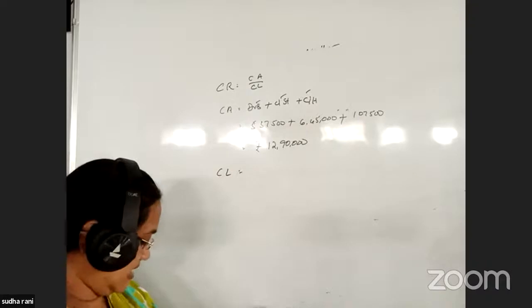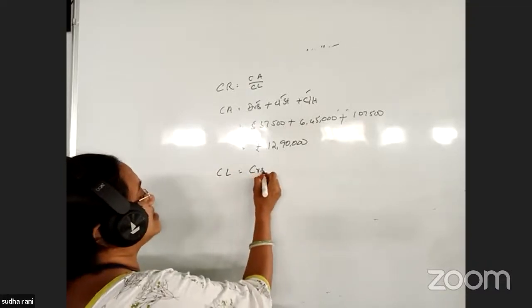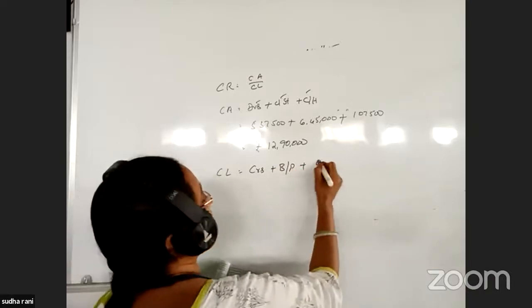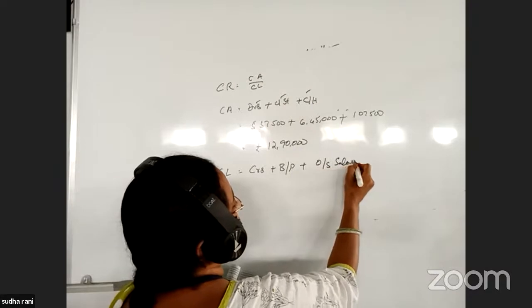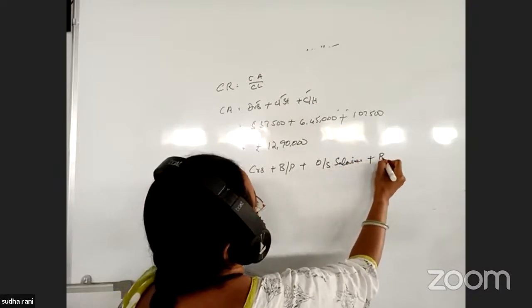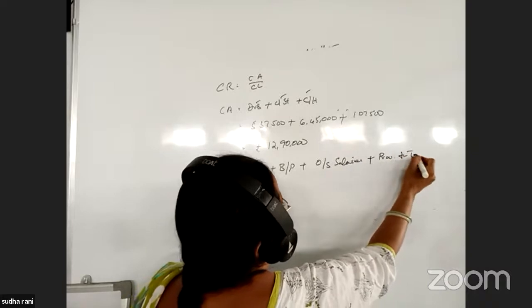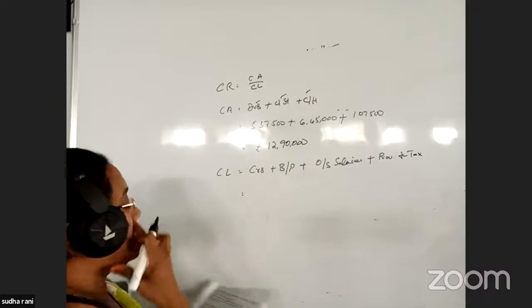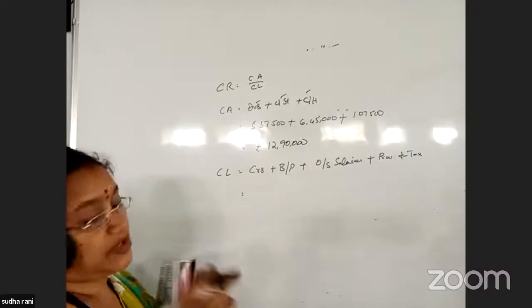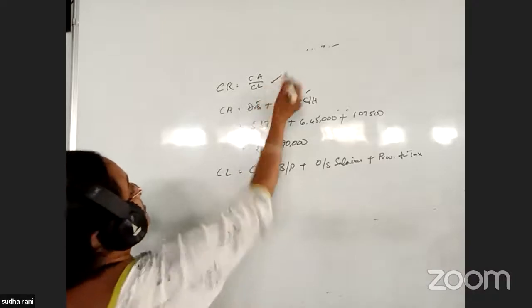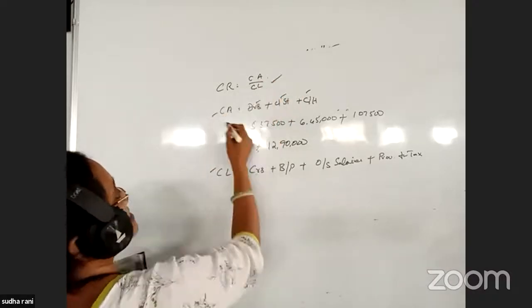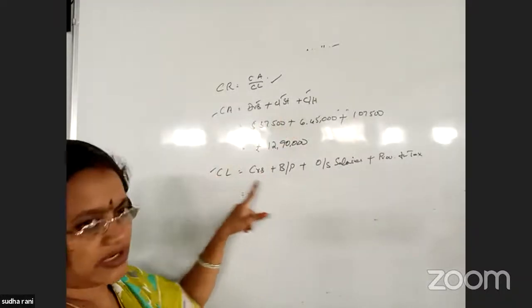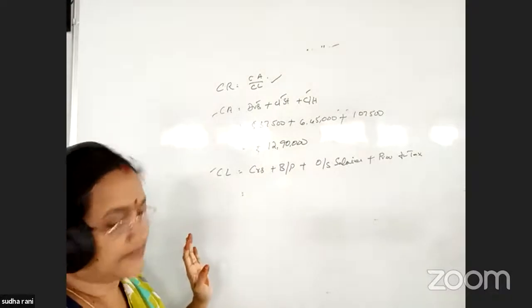Current liabilities. What are the current liabilities given to us? Creditors, bills payable, outstanding salaries, plus provision for tax. These are the current liabilities, right? Now, check the values. First write down the formula. After the formula, write the components that you have taken under current assets and under current liabilities. You are supposed to show this first.